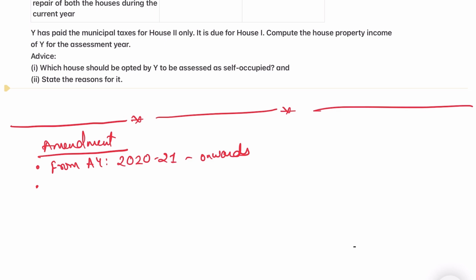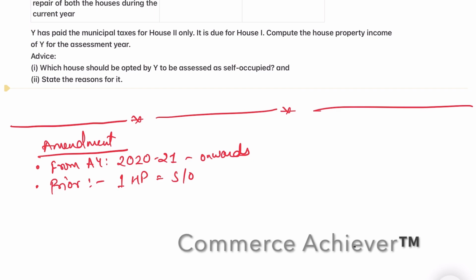What's the amendment, and what was the story prior to it? Prior to the amendment, only one house property was allowed to be treated as self-occupied. Any additional house property, even if self-occupied, had to be deemed to be let out, and we had to calculate the notional rental income, which we call deemed rent.